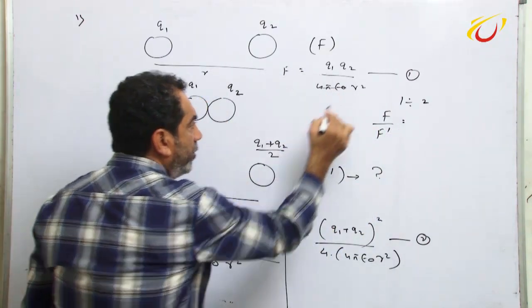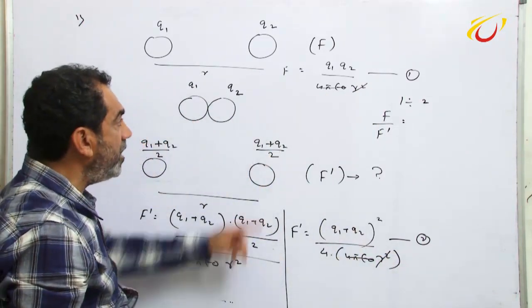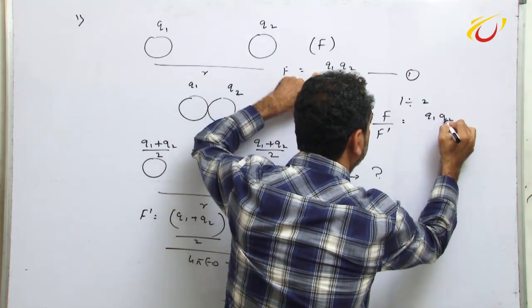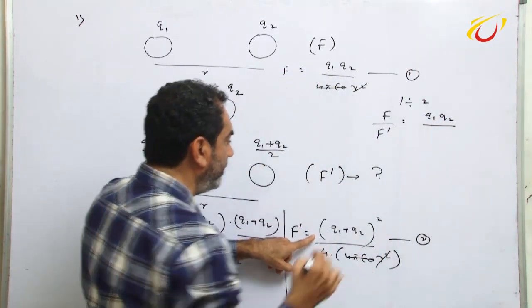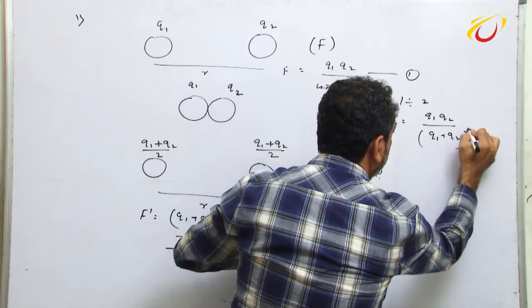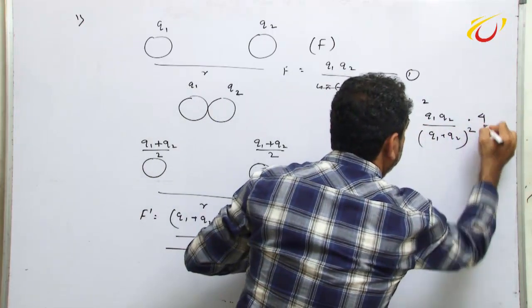This 4 pi epsilon r square and this 4 pi epsilon r square will cancel. What will be left in the numerator? Q1, Q2. What will be left in the denominator? (Q1 plus Q2) whole square. This will go in the numerator.